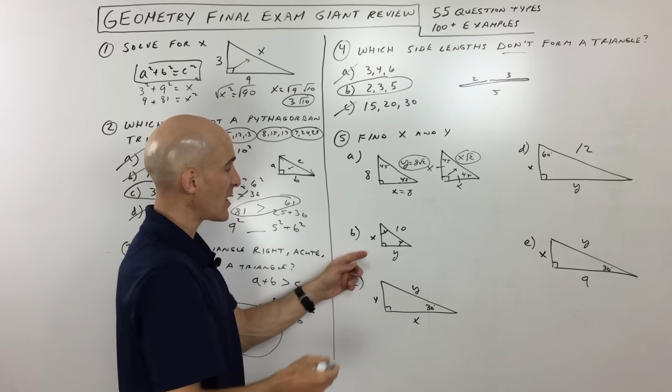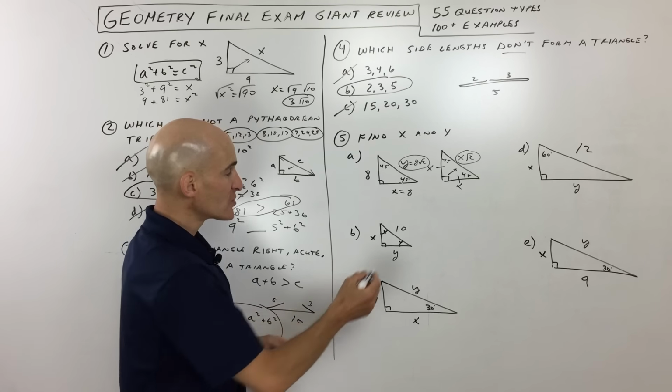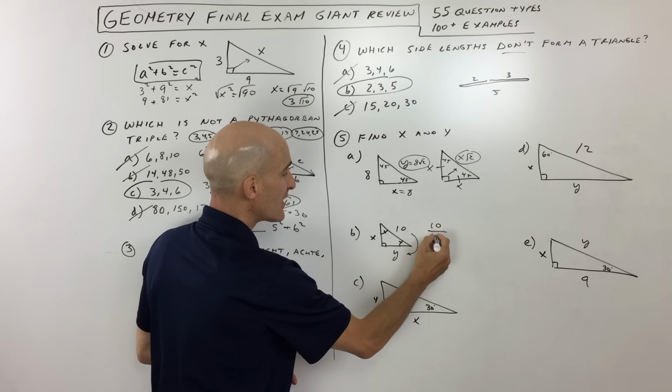That was easy. Let's do a little bit more challenging one. So now letter B, they're giving us the hypotenuse. So to go from the hypotenuse back to the leg, we're going to divide by the square root of 2. What's 10 divided by the square root of 2?